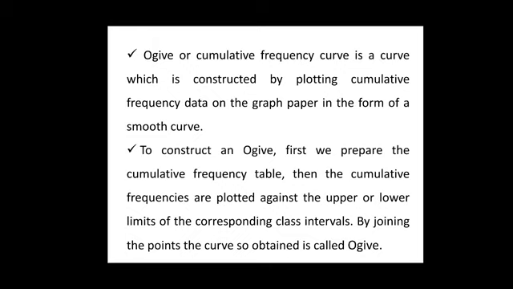In order to construct an Ogive, first we prepare the cumulative frequency table. It is done by adding the frequencies of all the previous variables in the given data set. Thus, firstly, frequencies are converted into cumulative frequencies. Then, the cumulative frequencies are plotted against the upper or lower limits of the corresponding class intervals. By joining the points, the curve so obtained is called Ogive or cumulative frequency curve.